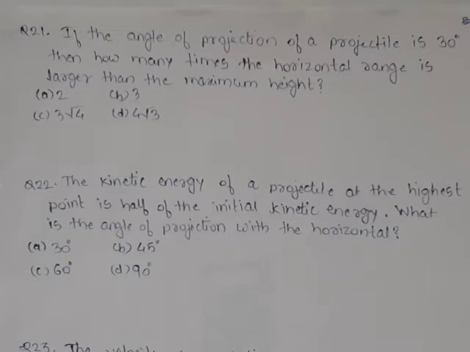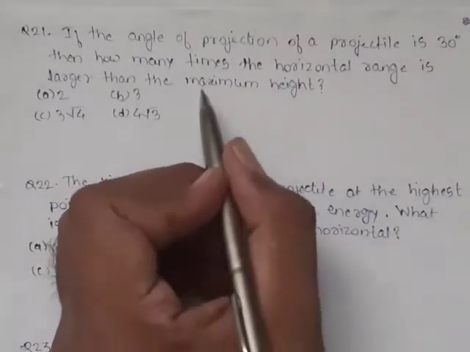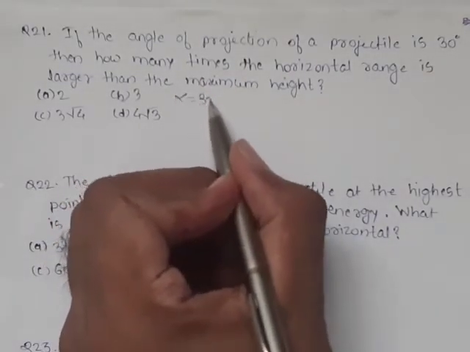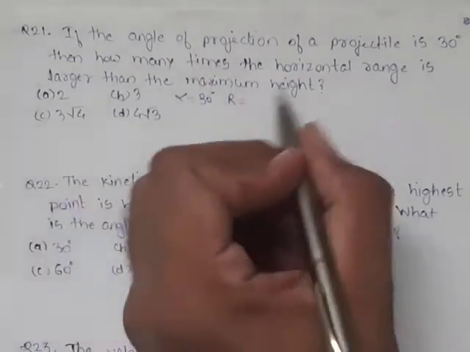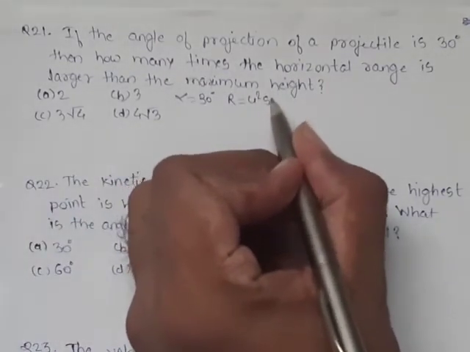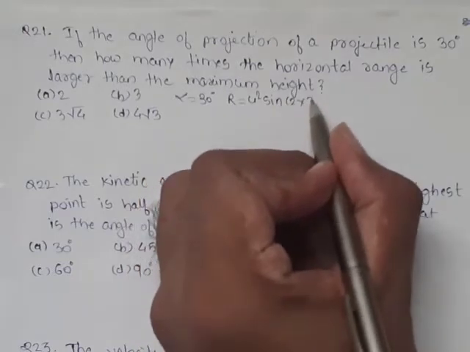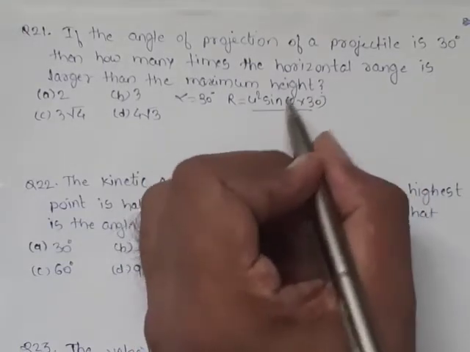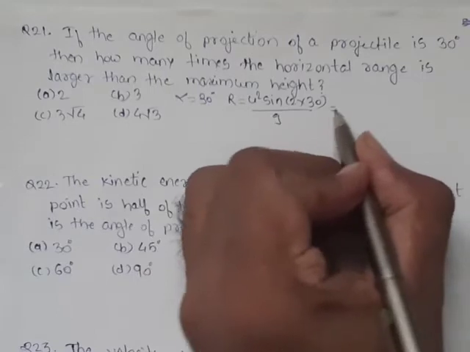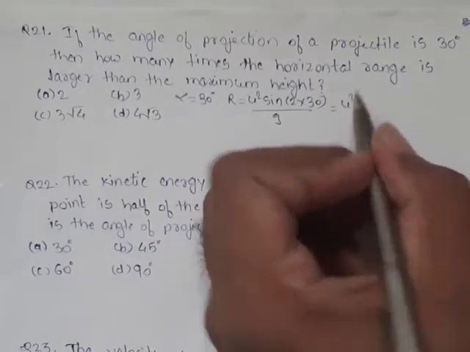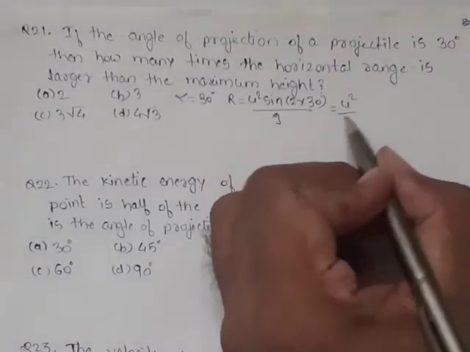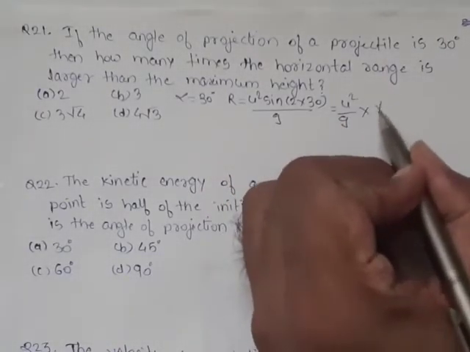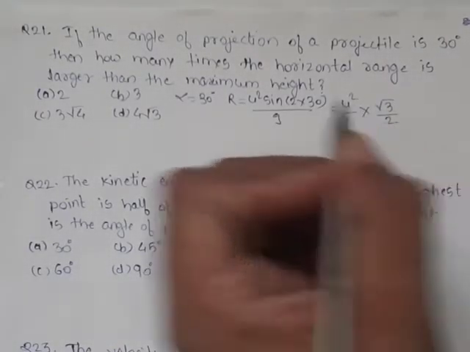So here alpha is equal to 30 degree. We'll find out the value of range. So alpha is equal to 30 degree. What is the value of r? So r equals u square sine 2 into 30 upon g. What is sine 60? Sine 60 is root 3 by 2. So r is u square upon g into root 3 upon 2.